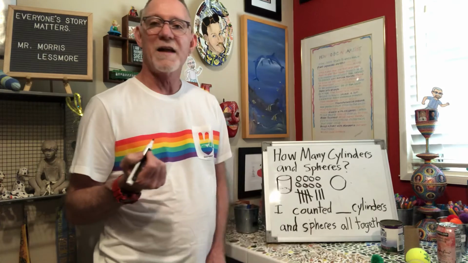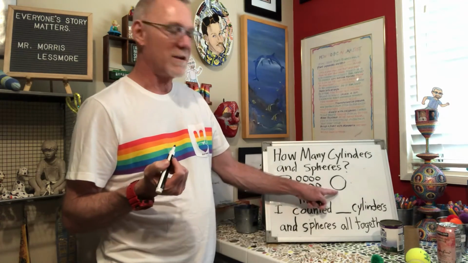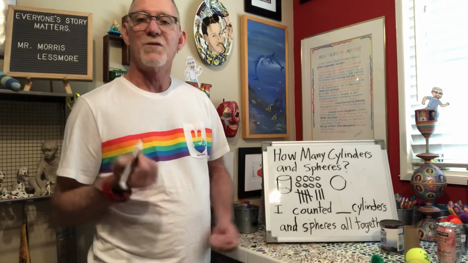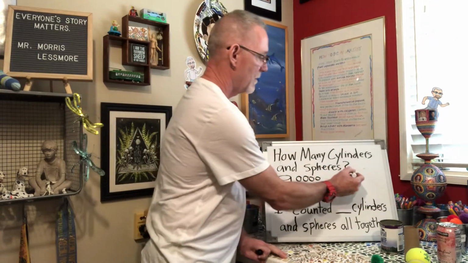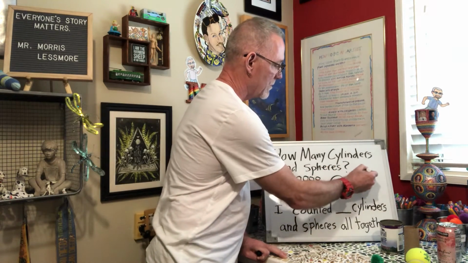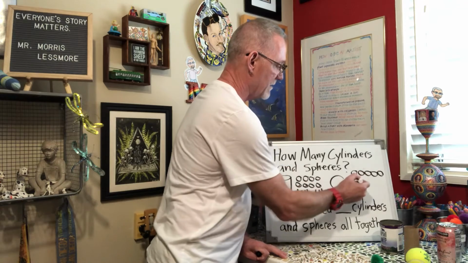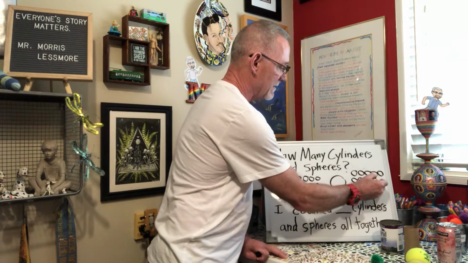And I counted 9 spheres. Spheres are kind of tricky to draw, so I just drew a circle. So I'm going to draw 9 spheres. 1, 2, 3, 4, 5, 6, 7, 8, 9.